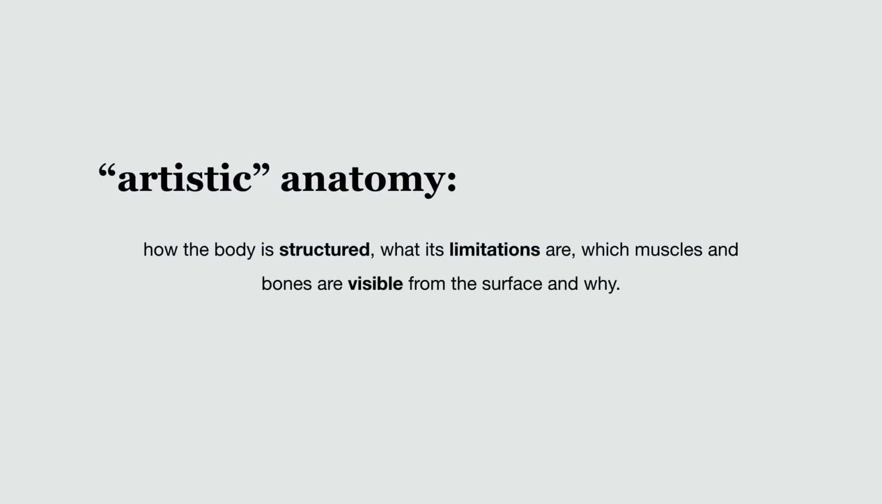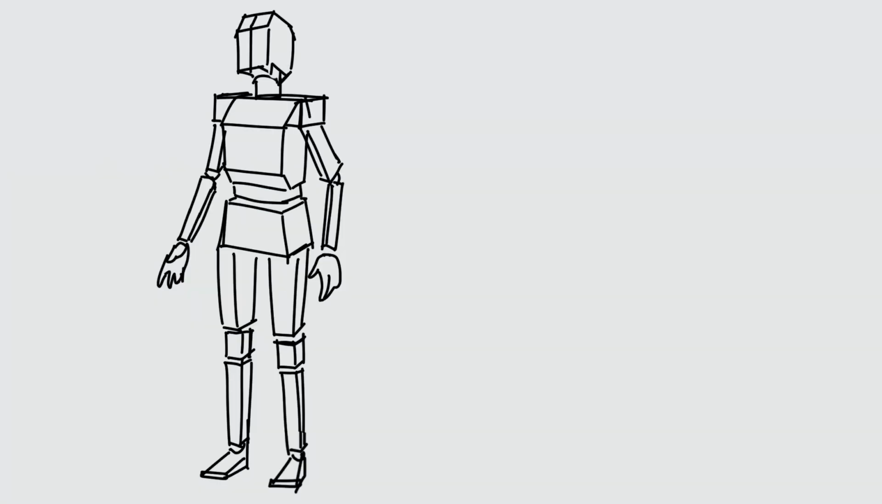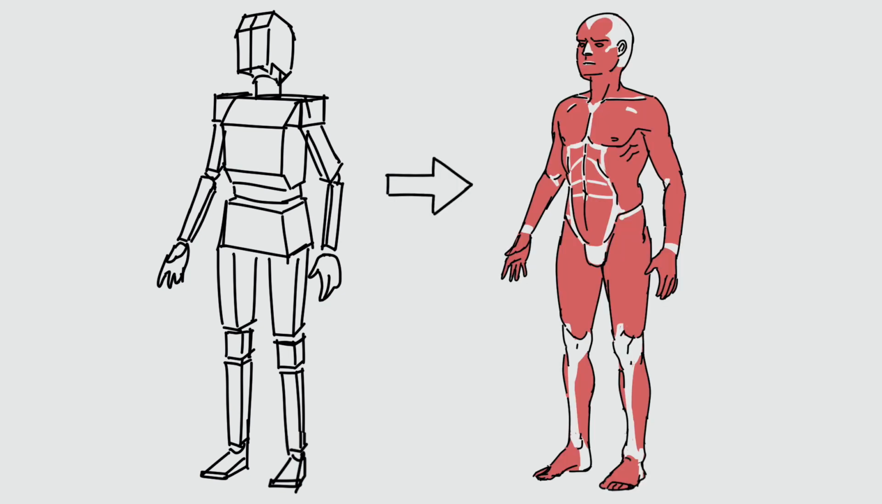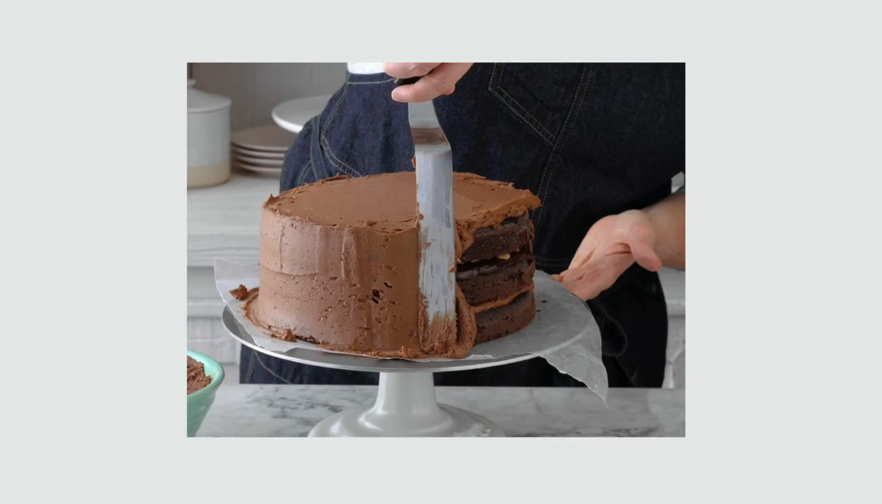First, let's focus on structure. Remember those boxes and cylinders from my video on form? Those can be thought of as the skeleton of the body with a thin layer of muscle placed over top. 3D form is still the most important part, whereas muscles are the icing on the cake, if you will.